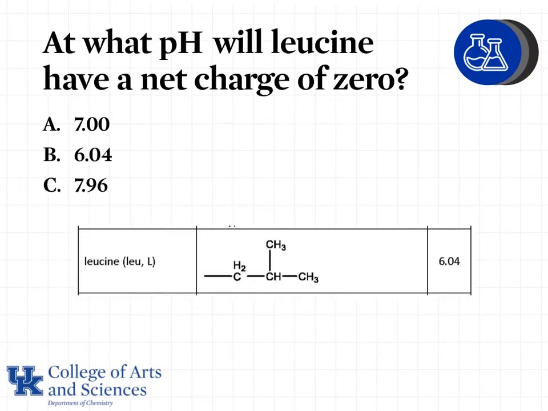At what pH will leucine have a net charge of 0? Well, we know the pI is 6.04 because that's given. If we want a net charge of 0, that means we need both the positive and negative charge, which means we need a zwitterion. And so the net charge of 0 will exist when pH equals 6.04, so that pH equals pI.